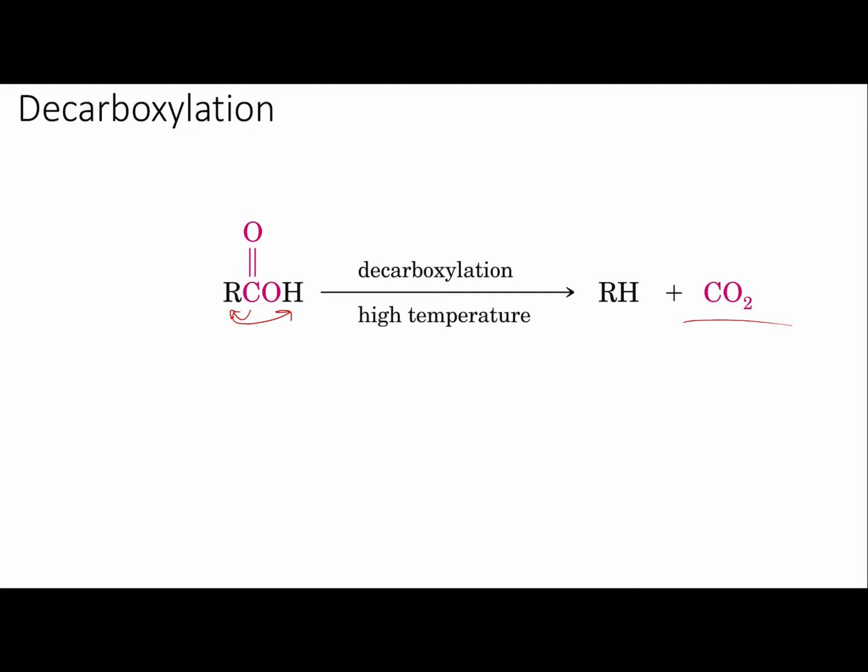Most carboxylic acids, however, are pretty resistant to moderate heat and melt and even boil without undergoing decarboxylation. So it's not super easy to make happen. An exception is any carboxylic acid that has a carbonyl group on the beta carbon. Let me show you what that looks like.